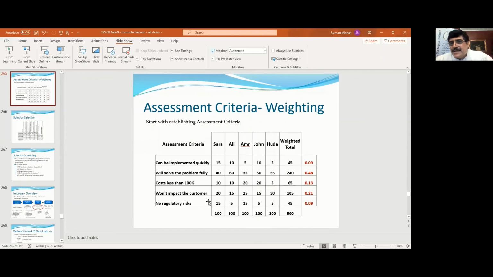It makes sense. You don't want to put the solution first and then create criteria that fit the solution. No, you want to put the criteria first. You say what makes a good solution good before we actually introduce the solution. A good solution is one that will be implemented quickly, one that will solve our problem fully, one that's not costly, that doesn't cost us an arm and a leg.